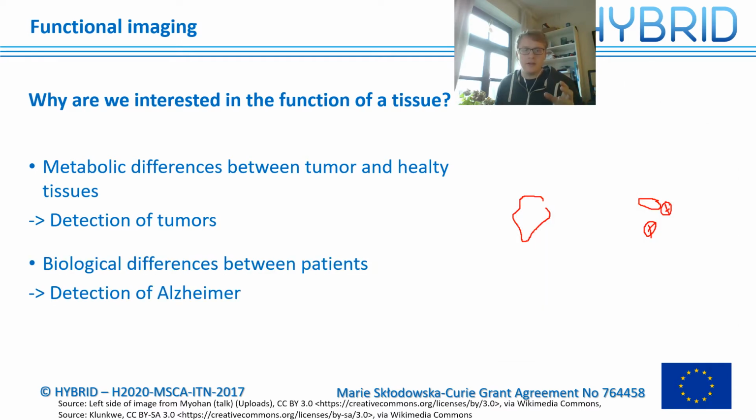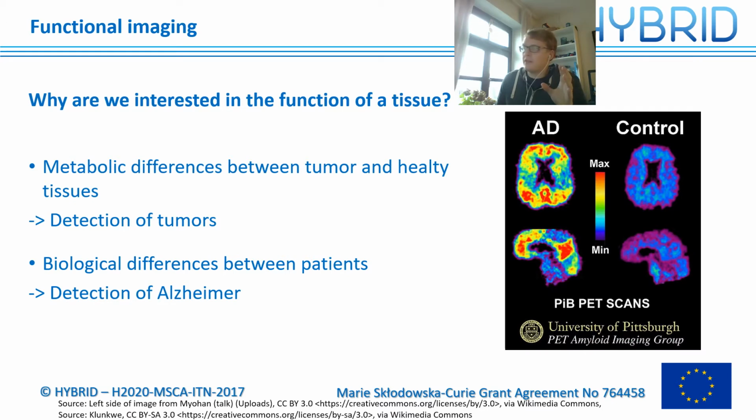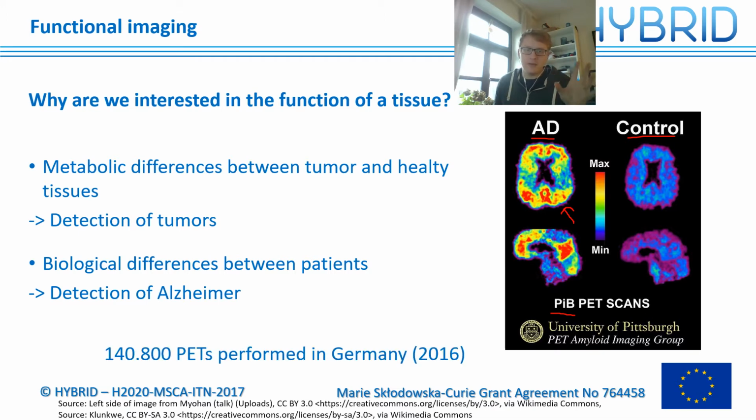The other big application is in neurology. For example, here the University of Pittsburgh injected a tracer into the patient and did PET scans of it. This is an Alzheimer patient, and this is a control group. You can see the uptake is way higher in this brain than in the one on the right, and this is an indication for Alzheimer's. This all sounds really novel and innovative, but it is an established method. There are around 140,000 PET scans performed in Germany each year.